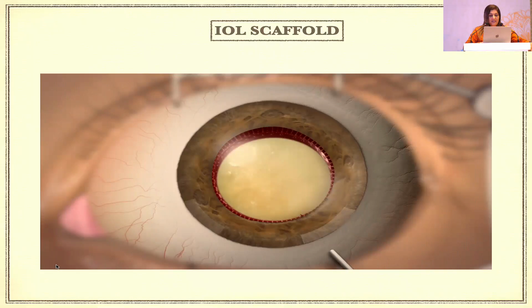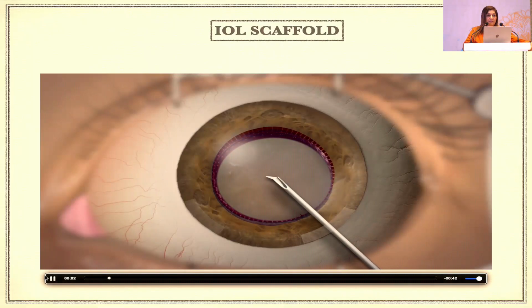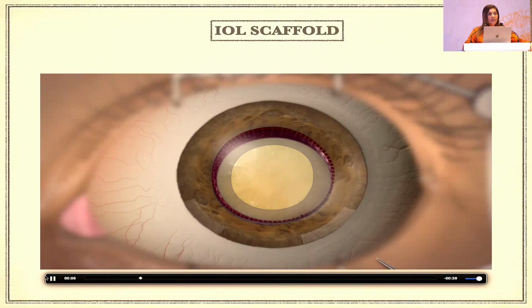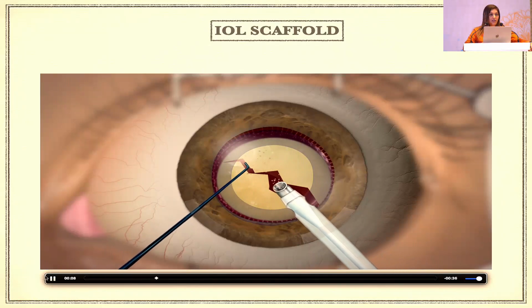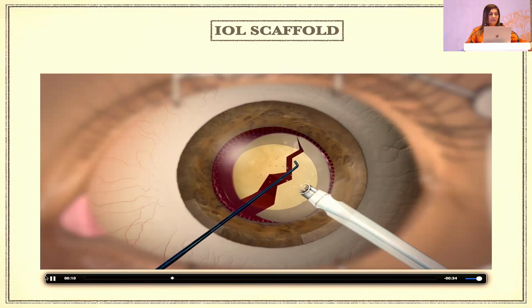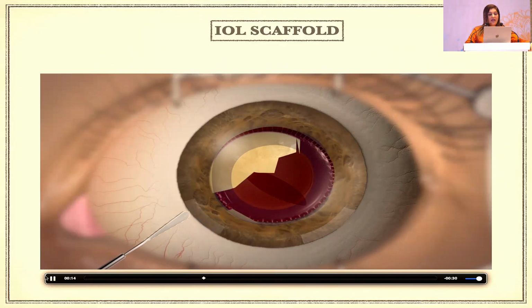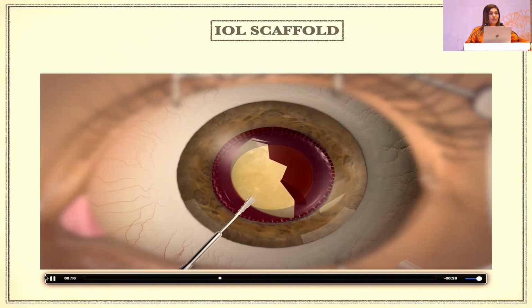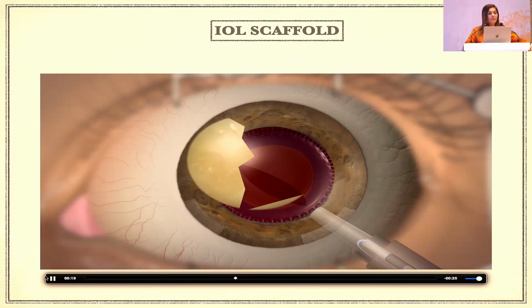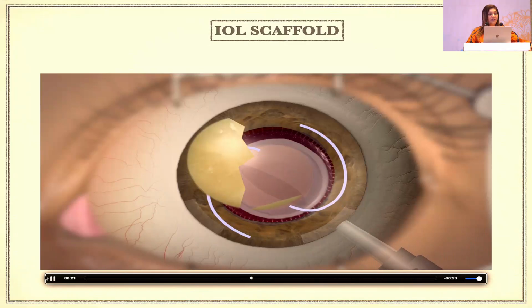Now, this is an animation. This animation describes the IOL scaffold procedure. Whenever we do phacoemulsification, whenever we have retained fragments, if you have a good amount of rexus margin, I would recommend surgeons to do this. Now, there are various permutations and combinations to be applied in this.